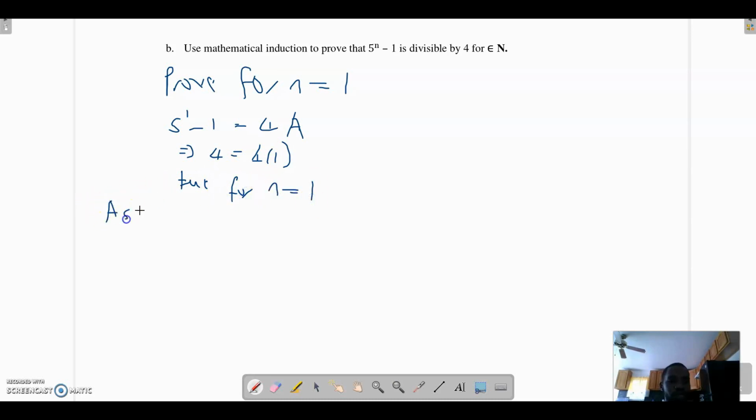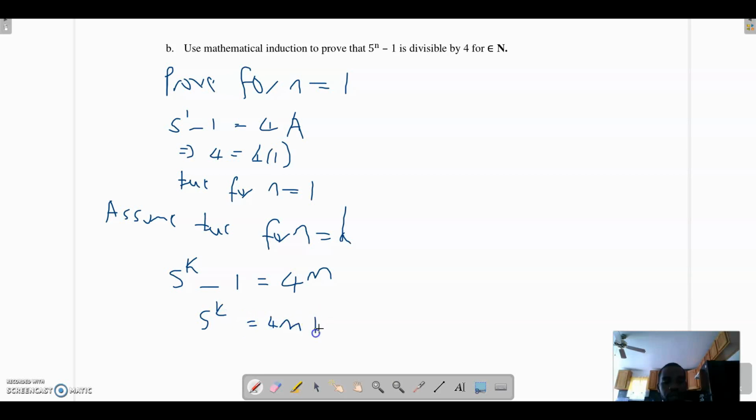Now we're going to have to assume true for n equal k. So we're assuming that 5 to the k minus 1 is equal to 4 times some integer. We could call it anything, m, n, whatever we want to call it. Let me call it 4m. Alright. Now, of course, since we assume this is what we'll have to use to prove for the next step. So we can go ahead and say 5 to the k is equal to 4m plus 1.